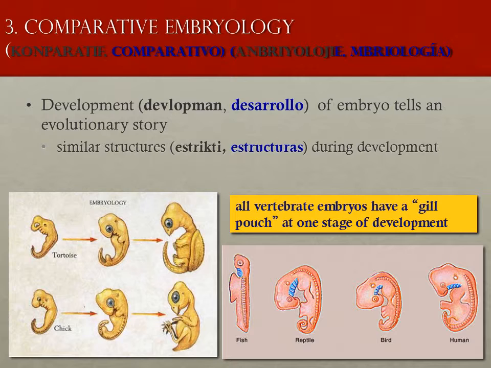And you'll notice that in the picture below we have a tortoise and we have a chick. They look the same for a long time before they start to change. In the beginning, all animals with backbones, which are called vertebrates, all look pretty much the same and eventually change.